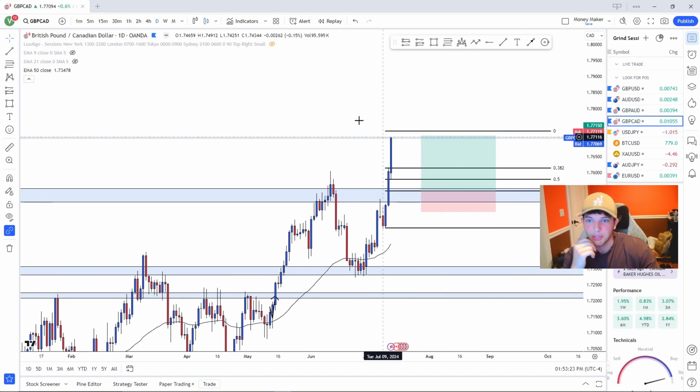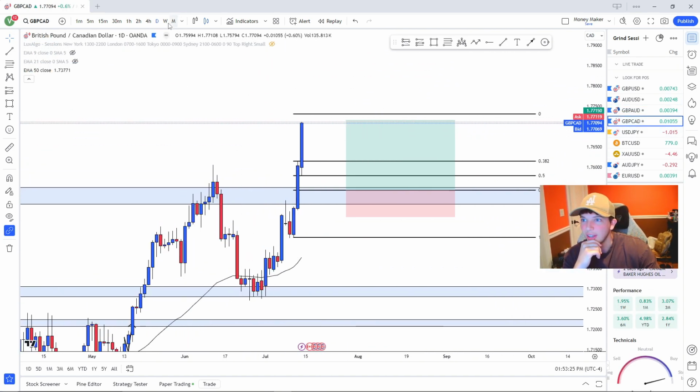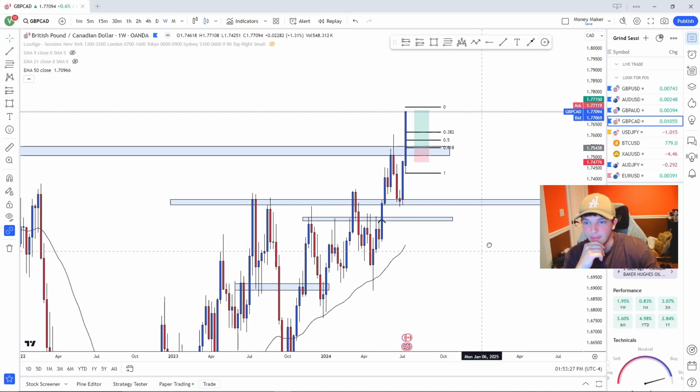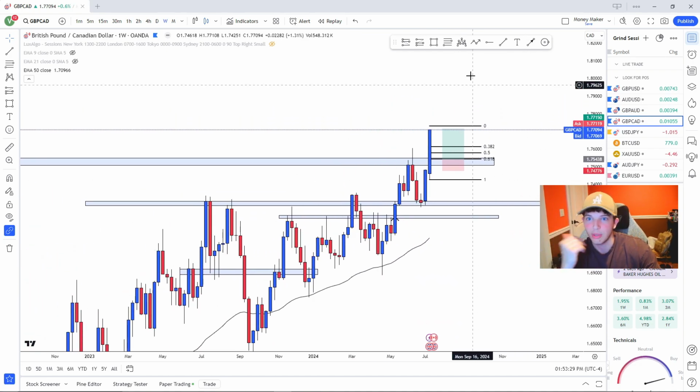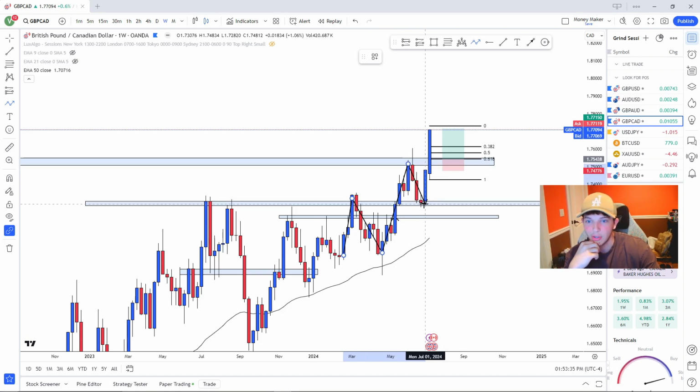This one is very, very similar to the other pairs as well. I'll start on the weekly, I guess. We could see very clean market structure being produced here. This is what we want to see. We see a higher low, higher high, higher low, using previous market structure as support, right? Now we're creating a higher high.